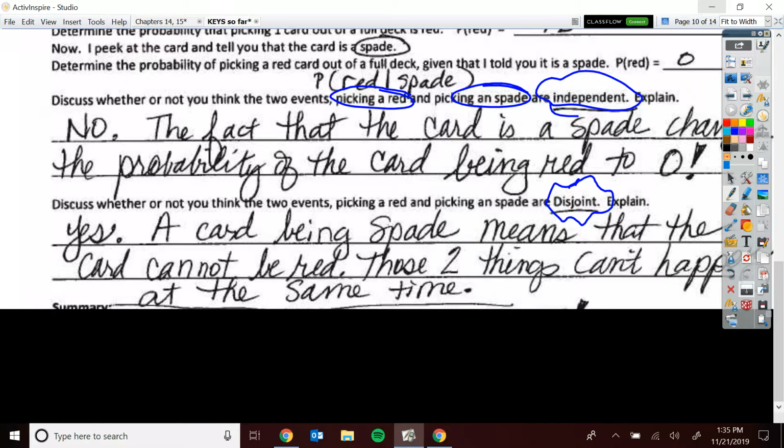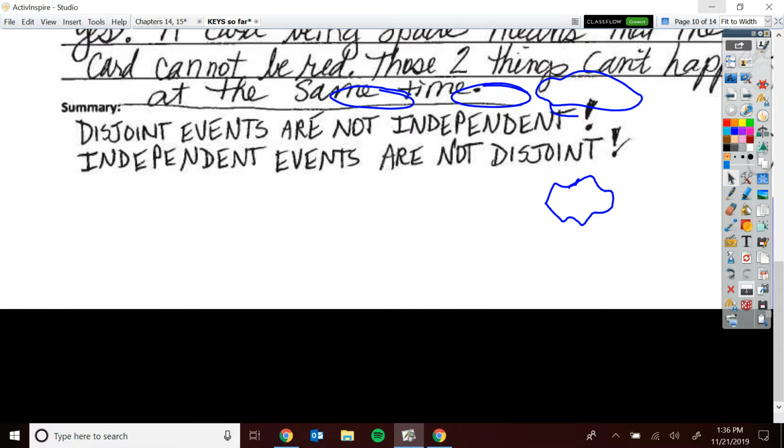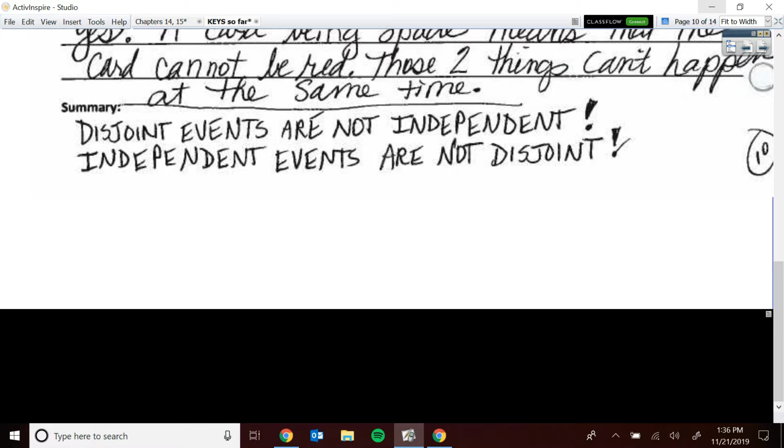Okay, so now let's summarize what we just determined. Disjoint and independent are two separate things. They're two separate definitions, and so they're not related. We're tempted to say disjoint events are independent or the other way around, but we just demonstrated that is not the case if you really look at their definitions. I hope that clarified disjoint and independence for you.